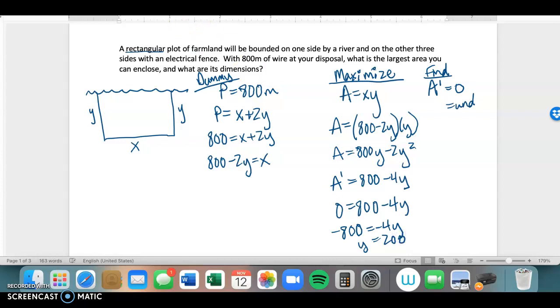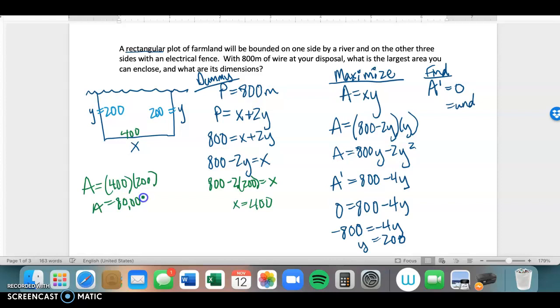Okay, so we know that y equals 200. Both of our y's are going to equal 200. How do we find x? Well, we plug y back in. So 800 minus 2 times 200 equals x. So x equals 400. So there's our 400 there. So it wants to know what's the largest area we can enclose. Well, area, remember, is x times y. So that's 400 times 200, which gives us 80,000 meters squared. Don't forget your units.